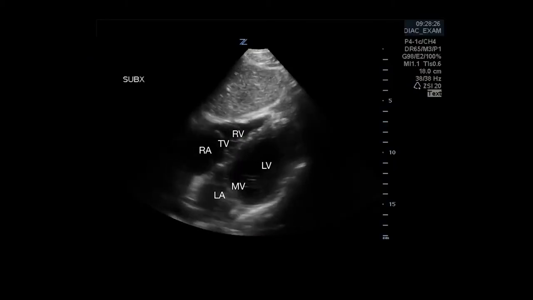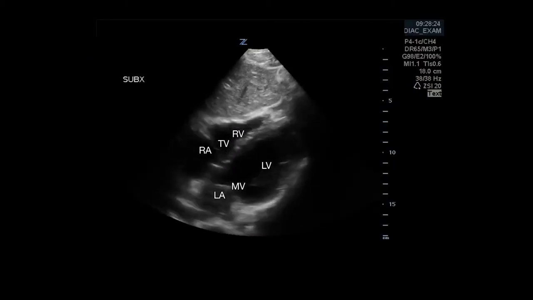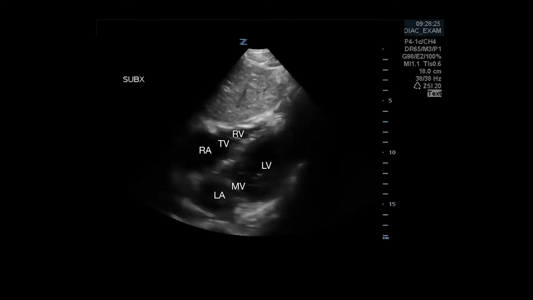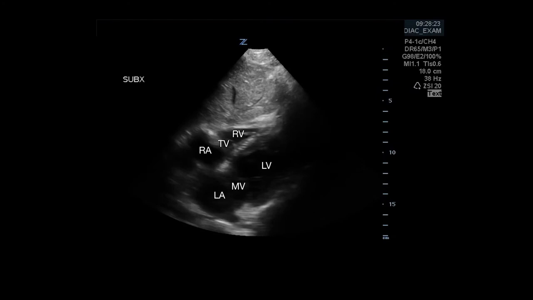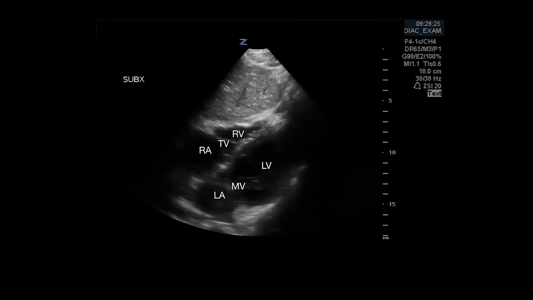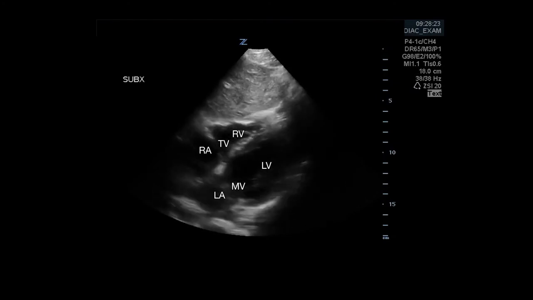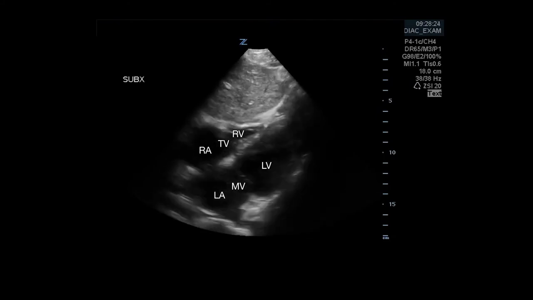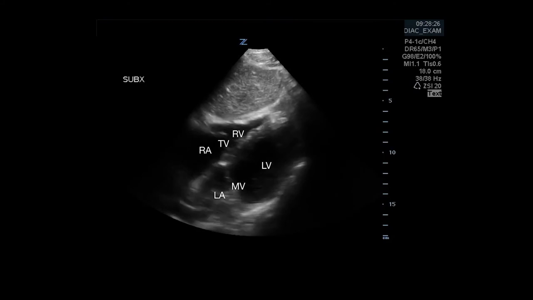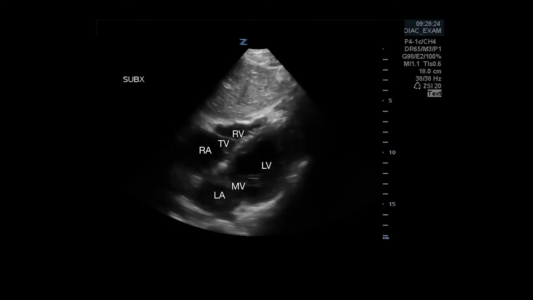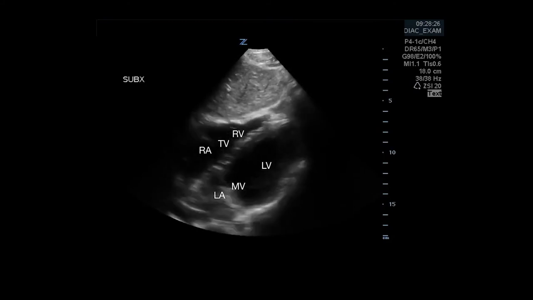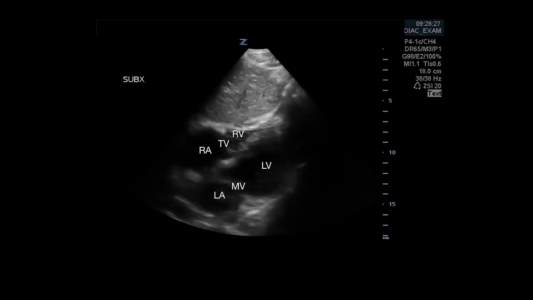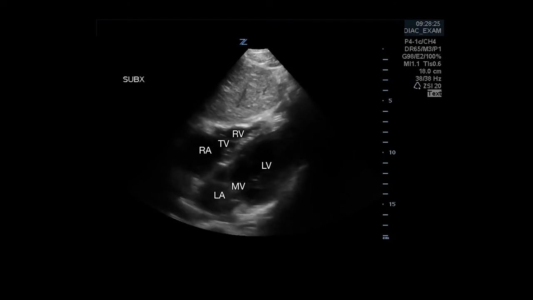This is the image we are hoping to obtain in the subxiphoid position. In the subxiphoid view, we get a 4-chamber view of the heart and are also able to visualize the tricuspid valve and the mitral valve. As the probe indicator was positioned towards the patient's right, the left side of the screen is the patient's right and the right side of the screen is the patient's left. Again, the top of the screen is where our probe is placed, and the bottom of the screen is where we are sending the sound waves or pointing the probe. In the subxiphoid view, we're looking up from underneath the heart.